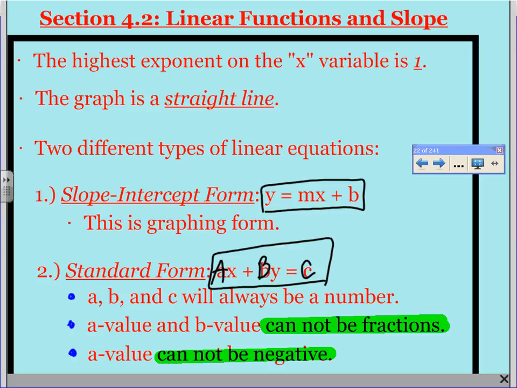A and B cannot be fractions. A cannot be a negative. Now, a fraction and a decimal is the same thing, so A and B can also not be a decimal. So don't say, oh, it's a decimal, not a fraction. Same thing. Make sure A and B are always integers. They're always nice numbers. Any questions for me on all this information?